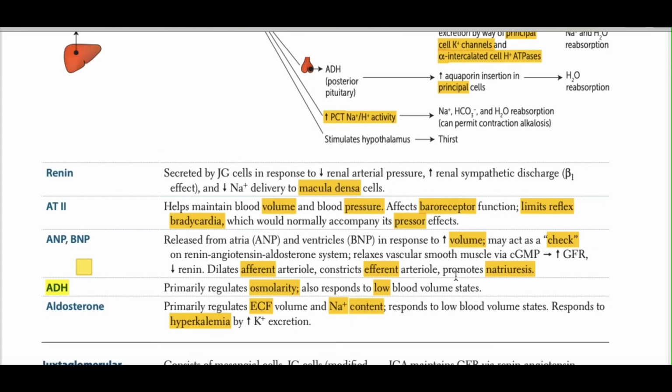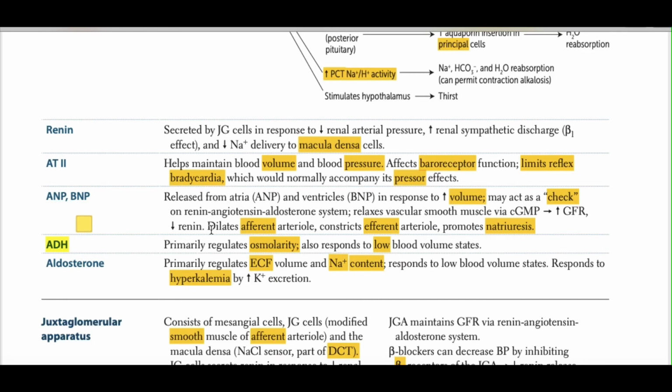So there are atrial natriuretic peptide and brain natriuretic peptide. These are released from atria. ANP, and ventricles will release BNP in response to increased volume. When the volume is increased, these may act as a check on the Renin-Angiotensin-Aldosterone System. These relax vascular smooth muscle through cGMP. So there will be increased GFR. When there is increased GFR, that will lead to decreased renin.